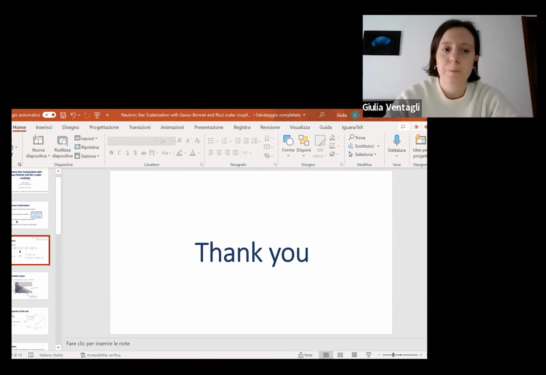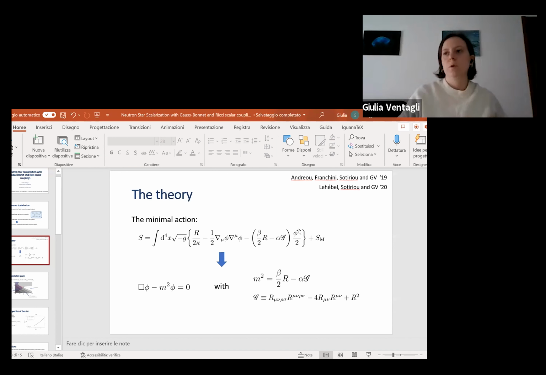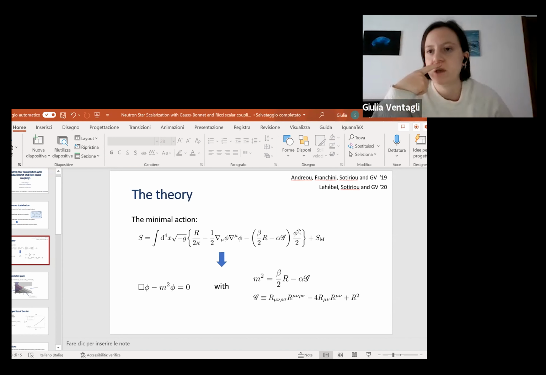In principle, we could do that, but the point is that for what regards the triggering of spontaneous scalarization, at a linear level, the term that triggers spontaneous scalarization is a quadratic coupling. Of course, one could include higher powers of the coupling function, and usually people do so because, for example, including a phi to the fourth term can render the solution more stable with respect to just a quadratic coupling.